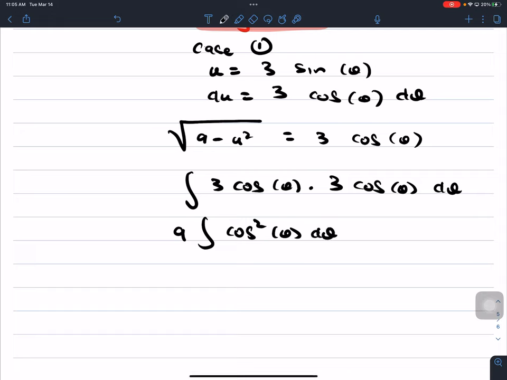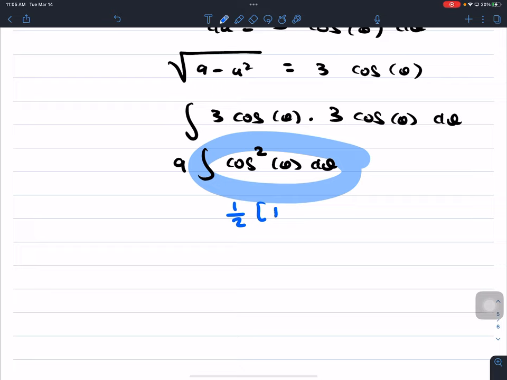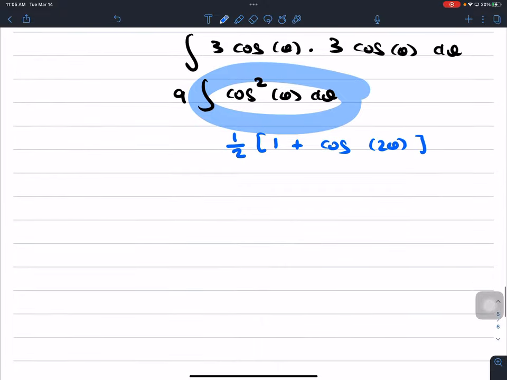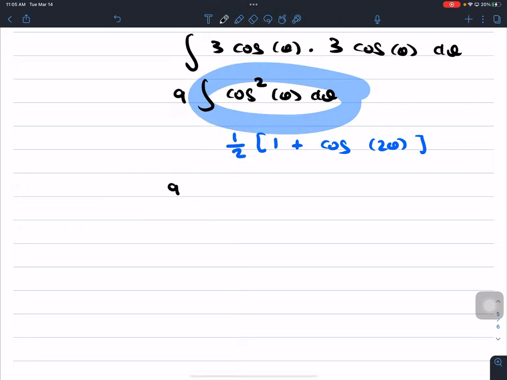That's a trig integral, because that's what trig sub generally does. It creates a trig integral. For this trig integral, if you remember, you have to use the power reducing identity: cosine squared theta is 1/2 times (1 plus cosine double theta). Are you okay with that? You can factor out the constant, so that is 9/2 times the integral of 1 plus cosine double theta d theta. Like I've been saying, some of these integrals show up over and over again.